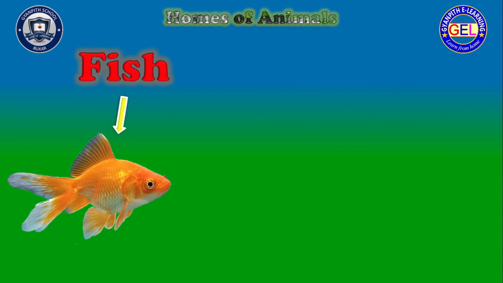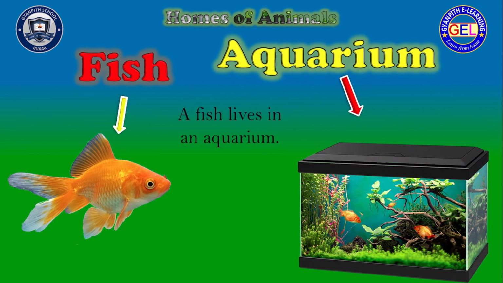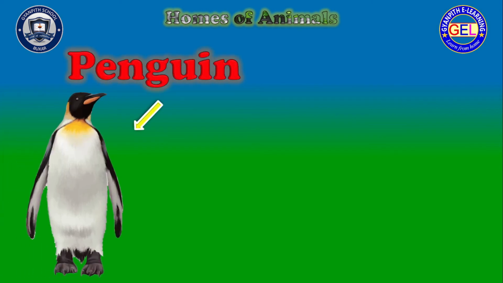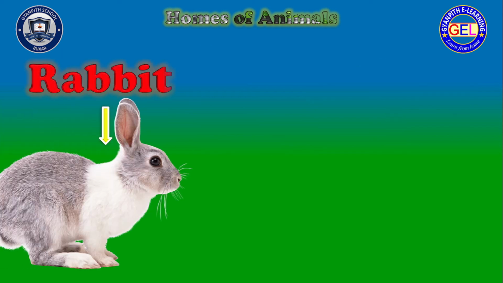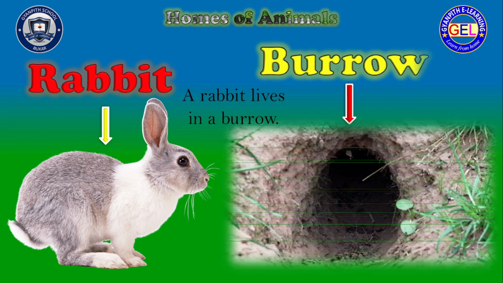Fish. Aquarium. A fish lives in an aquarium. Penguin. Iceberg. A penguin lives on an iceberg. Rabbit. Burrow. A rabbit lives in a burrow.